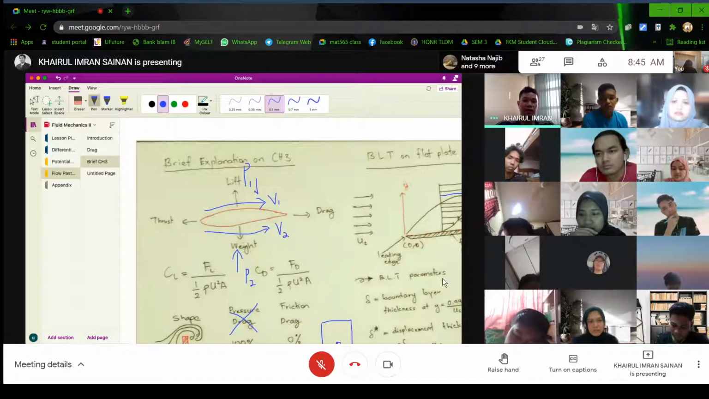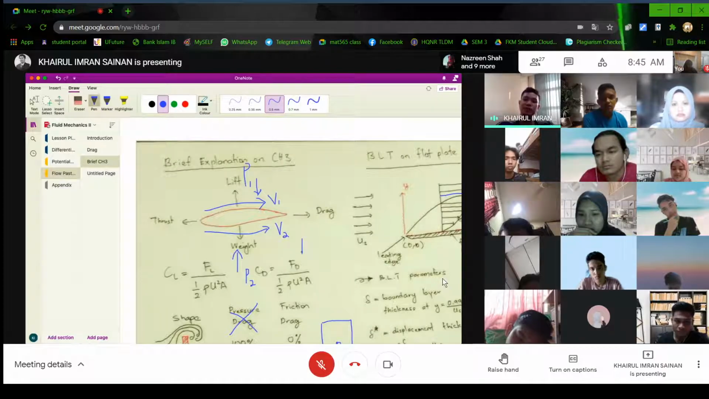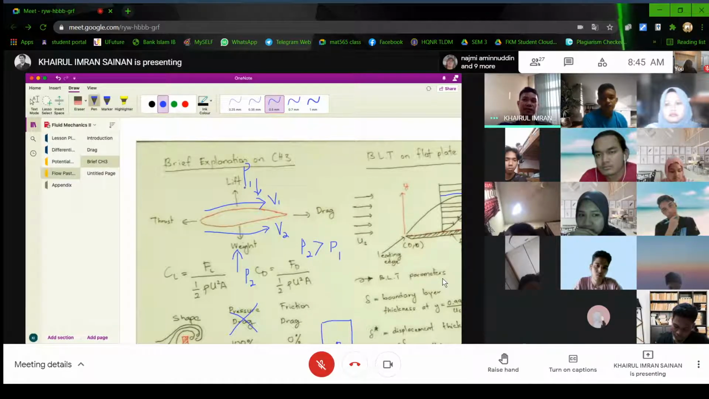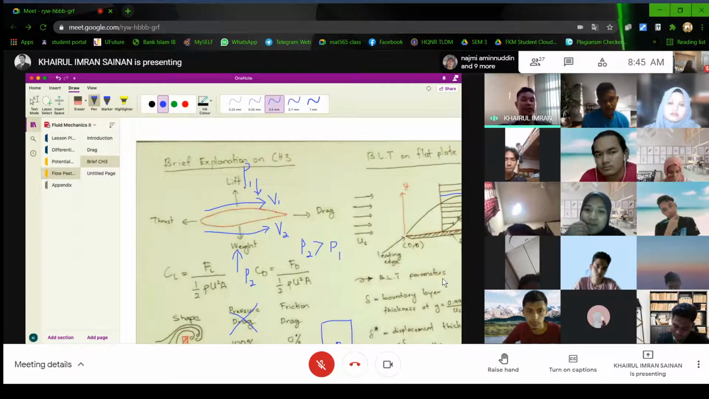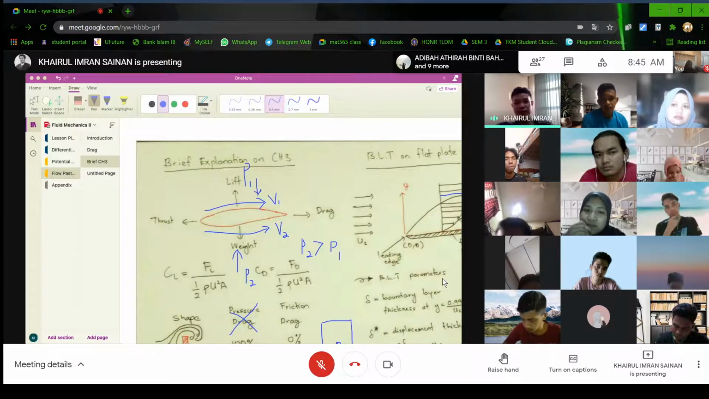that thing downward. So since P2 is higher than P1, you can achieve lift. Okay. So if that lift is larger than the weight, the aircraft can fly. Right.